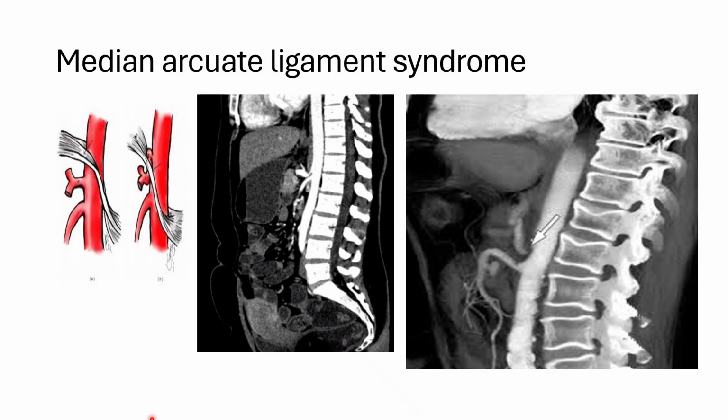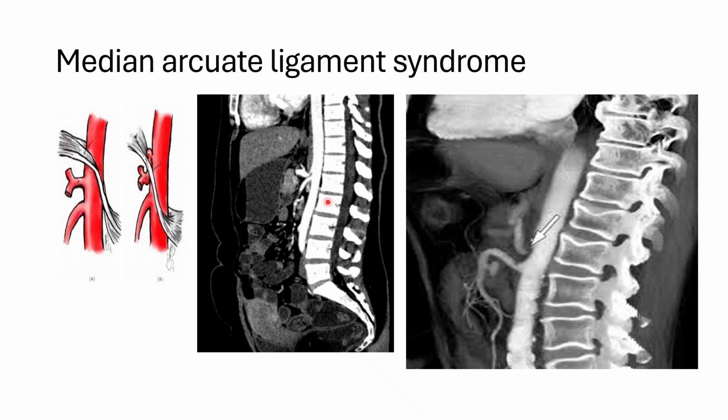Now the median arcuate ligament syndrome. It is a rare disorder where the diaphragm's median arcuate ligament compresses the celiac artery and nearby nerves, causing chronic upper abdominal pain which worsens with eating. Here we can see the normal orientation of the median arcuate ligament, and this is the celiac trunk. Here we see the median arcuate ligament syndrome, where the median arcuate ligament is compressing the celiac trunk.